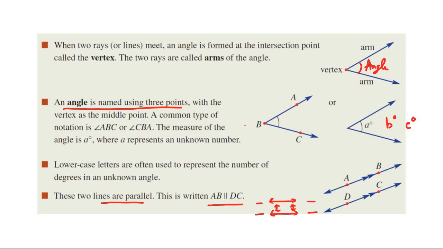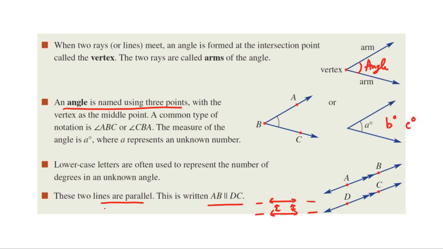Next, you see how to name an angle. An angle is named using 3 points. One is the vertex point and the other 2 points are on the 2 arms of the angle. Say here point A and point B. So the angle will be named either ABC or CBA. And the measure of the angle, say 10 degrees, 30 degrees, say some unknown number A. So its measure is A degrees. We normally use lower case letters, say A degrees, B degrees, to represent the measure of the angle.